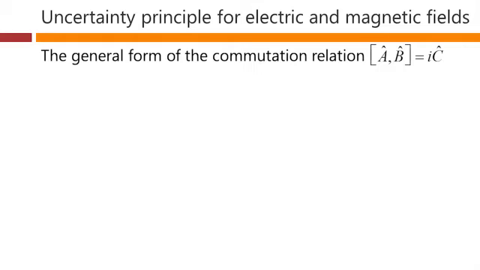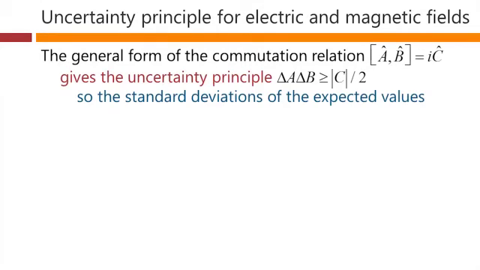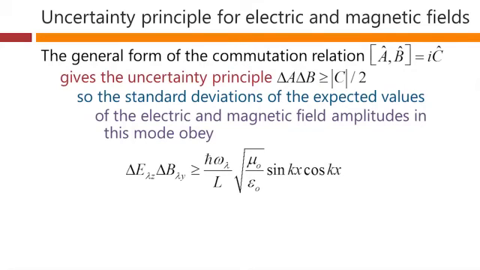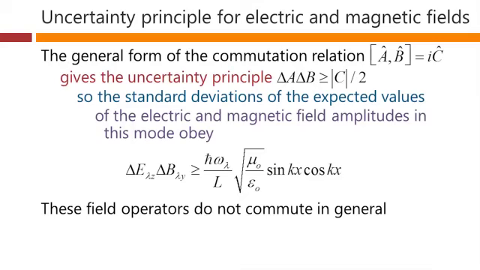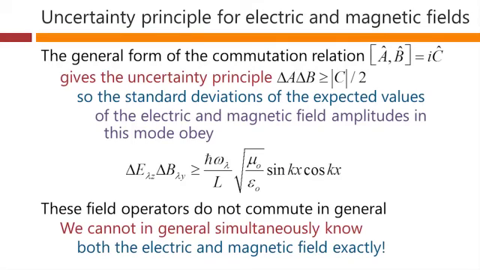Now, remember that every time we had a commutator that was non-zero, we could write an uncertainty principle. And for a relation that we could write in this form, the uncertainty principle would become this kind of relation. So the standard deviations then of the expected values of these two quantities are related. There's an uncertainty relation and an inequality here. And in this case, it's the electric and magnetic field amplitudes of this mode, and so they obey this relation. These field operators for the electric and magnetic fields do not commute in general, and as a result we get an uncertainty principle, which means we cannot in general simultaneously know both the electric and magnetic field exactly.